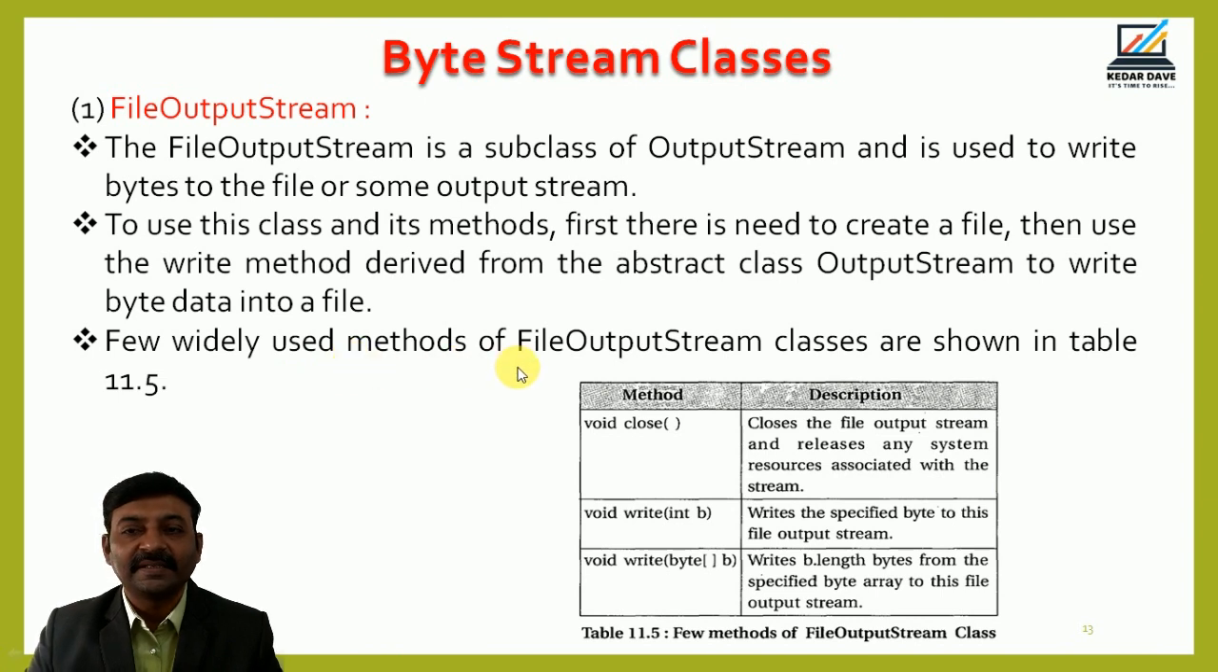A few commonly used methods of the FileOutputStream class are given here in this table, with different descriptions. void close closes the file output stream and releases any system resources associated with the stream. void write(int b) writes the specified byte to this file output stream. void write(byte[] b) writes b.length bytes from the specified byte array to this file output stream.